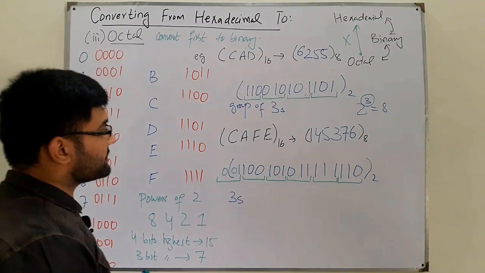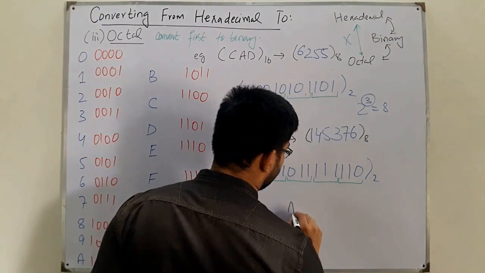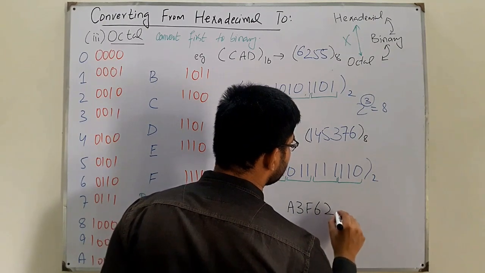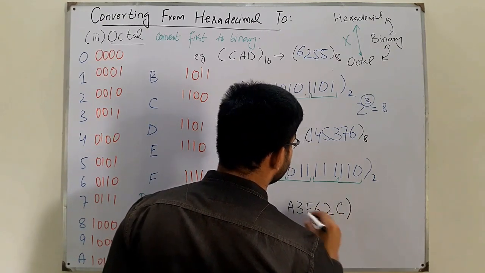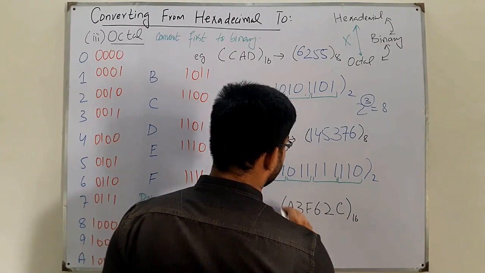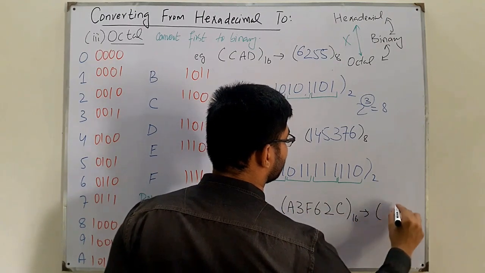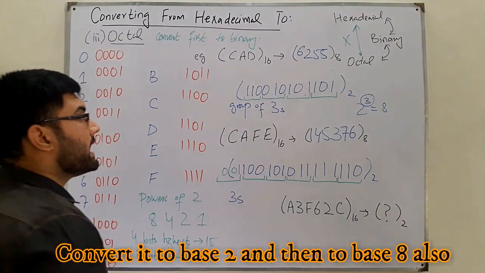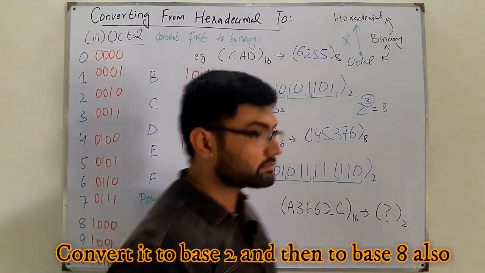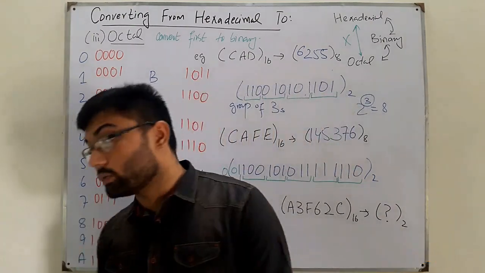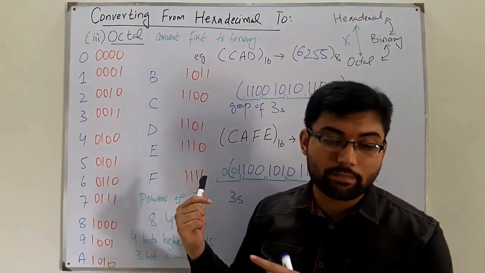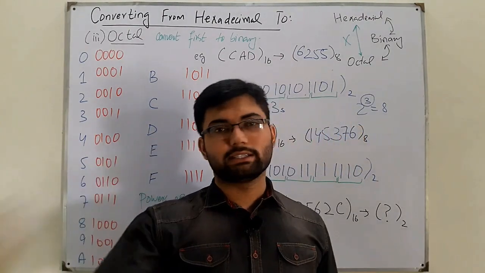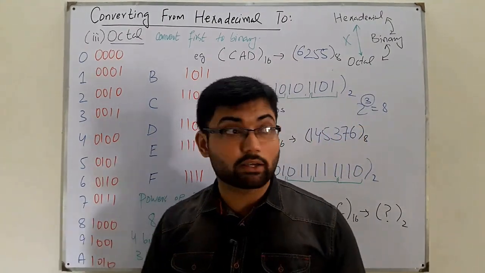So if I give you a question, let's say we have A3F62C. This is in base 16. You convert it to base 2. Alright? Convert it into base 2 and you let me know in the comment section. And that's all about the conversions. That was the last conversion, okay? We have seen the binary conversions, and we've seen octal, the decimal, and the last, hexadecimal, okay?